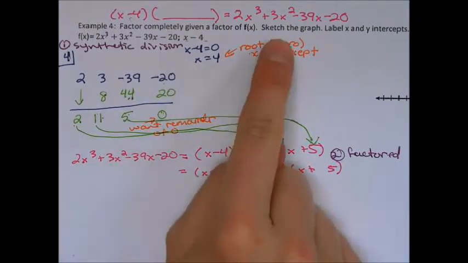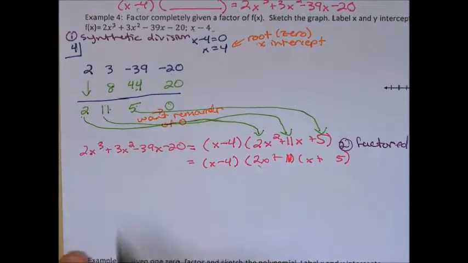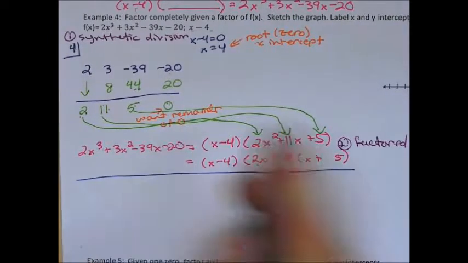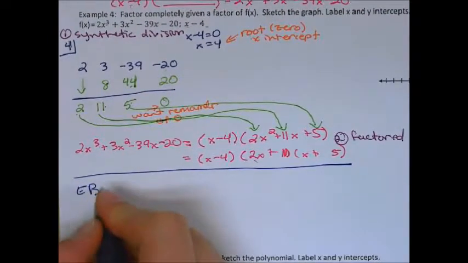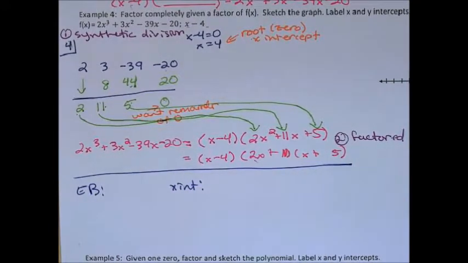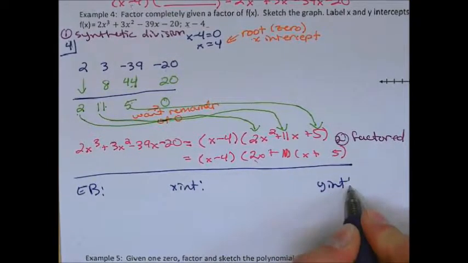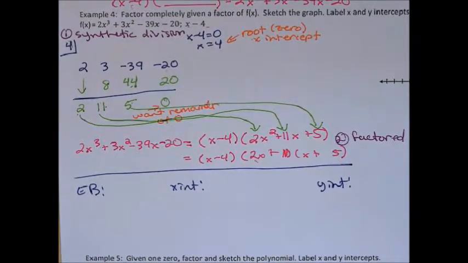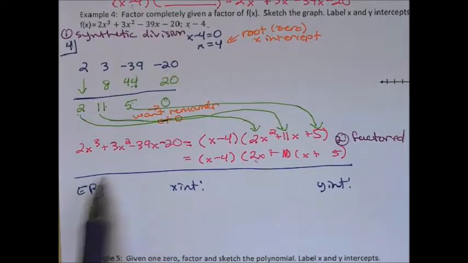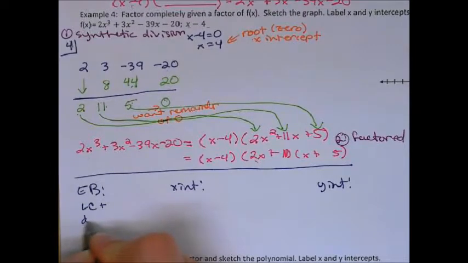Next, we have to sketch the graph. So, find our end behavior, x-intercepts, and y-intercepts. Our leading coefficient is positive and the degree is odd, so we're down, up.